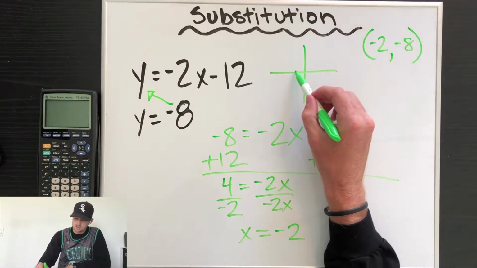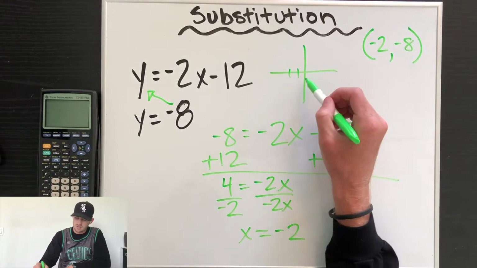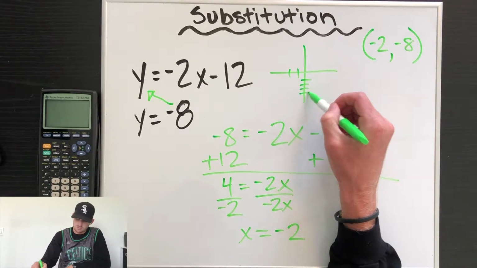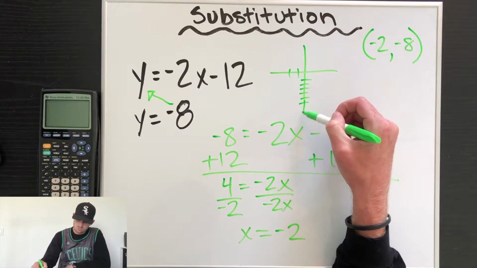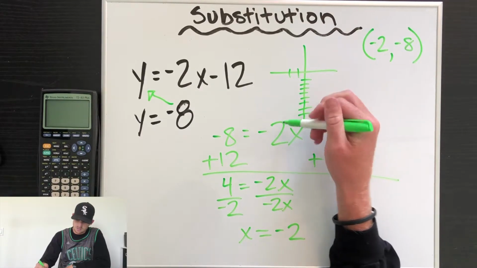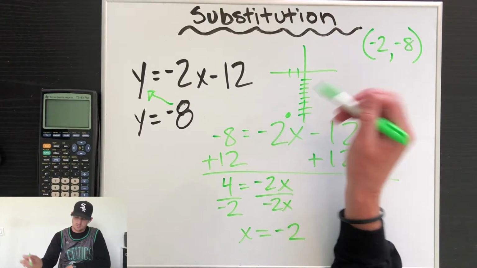Go over 2, 1, 2, -2, go down 8, 1, 2, 3, 4, 5, 6, 7, 8. It'll be somewhere around there.